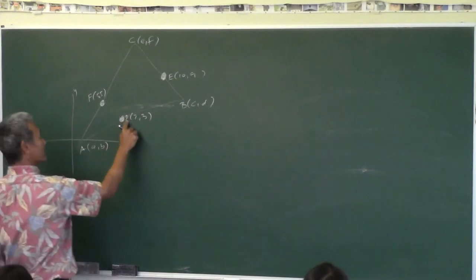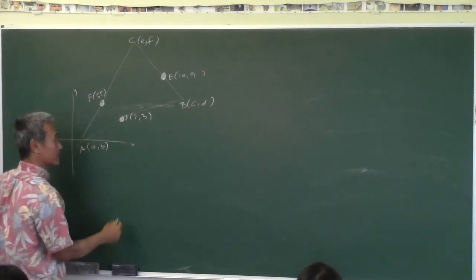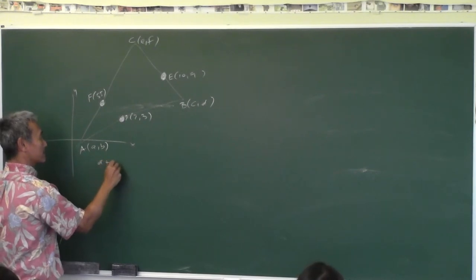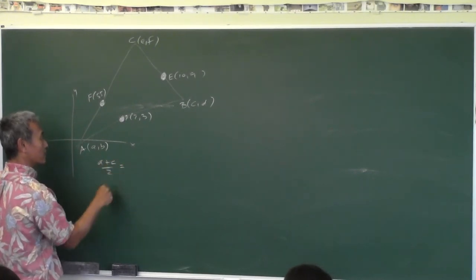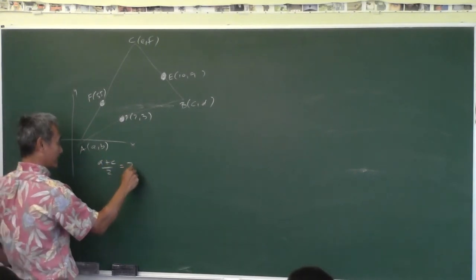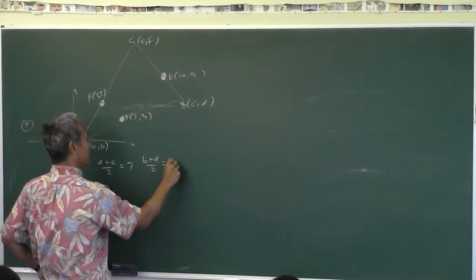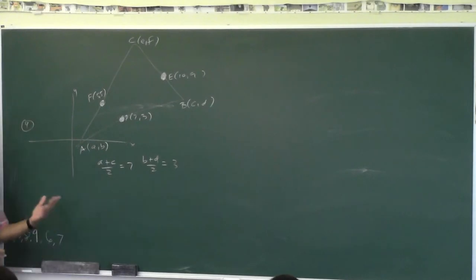So if this is the midpoint of these two points, what equations can I write? What's the formula for midpoint? A plus C over 2 has to equal 7. B plus D over 2 equals 3. Isn't that the midpoint formula? That's all you gotta know.